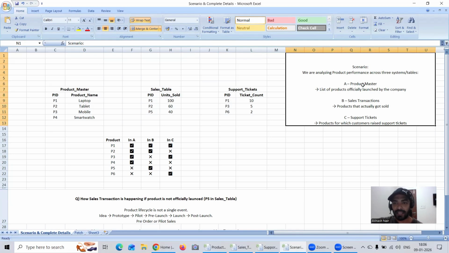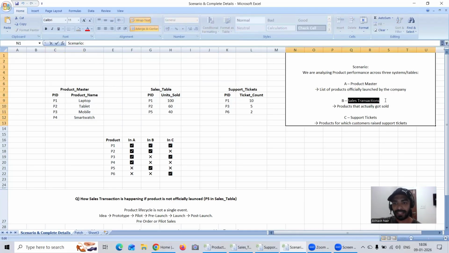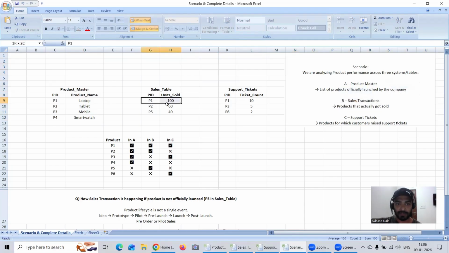We have this A, which is the product master. I've named it as A. It's the first table, which contains the list of products officially launched by the company. So all these are the products which are officially launched by the company. Then comes the sales transaction table, where products that actually got sold are put. So these are some of the products which actually got sold, and that is mapped over here.